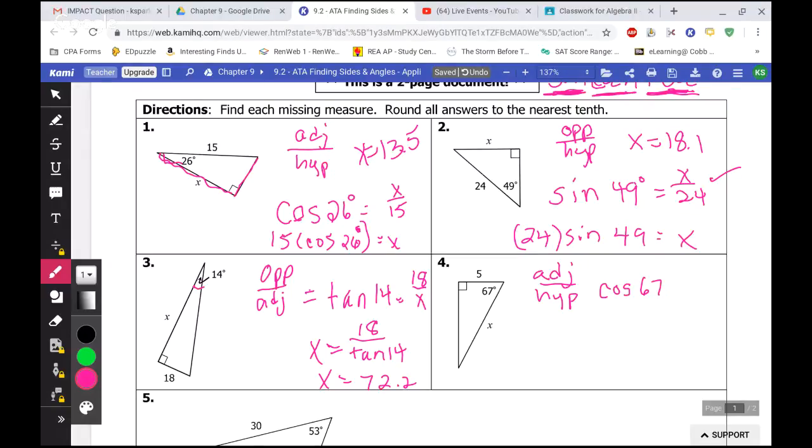So cosine 67 equals your adjacent side length, which is 5, and the hypotenuse is unknown. So once again, our x is in the denominator, so that's when we can use the shortcut. So x equals 5 over cosine 67. So that's just calculator work. Is it 12.8? Yes, it is. Good job.